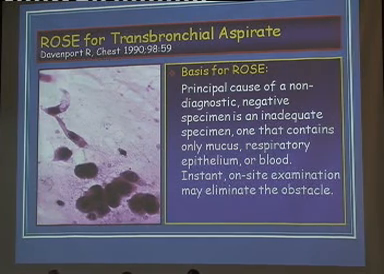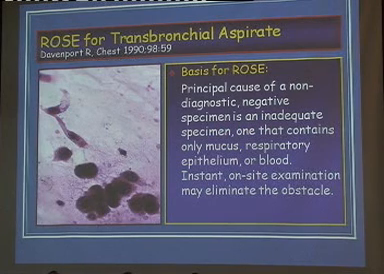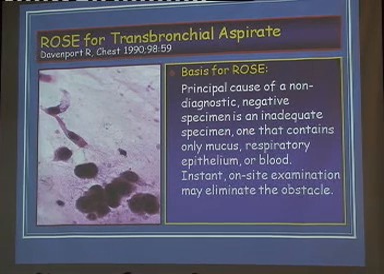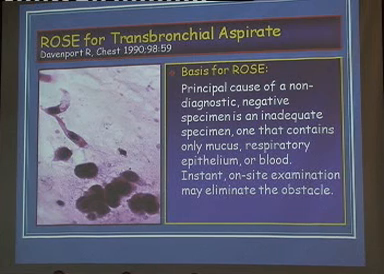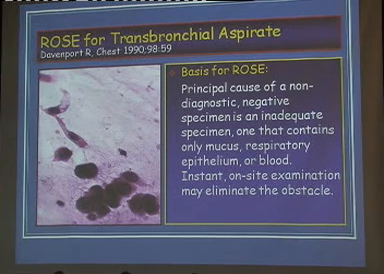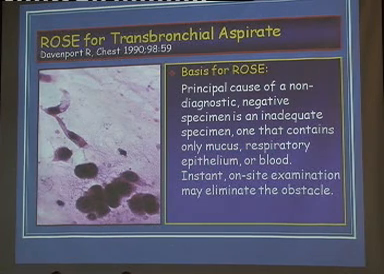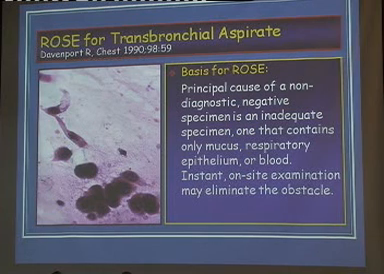The basis for ROSE is that the principal cause of non-diagnostic negative specimens is an inadequate specimen. You send it to the cytopathologist and they say it is negative because there is not enough material for me to give you comments on. If you can eliminate that, you can reduce the number of negative cytological specimens. The principal cause of non-diagnostic negative specimen is an inadequate specimen, one that contains only mucus, respiratory epithelium, or blood. Instant on-site examination may eliminate the obstacle.